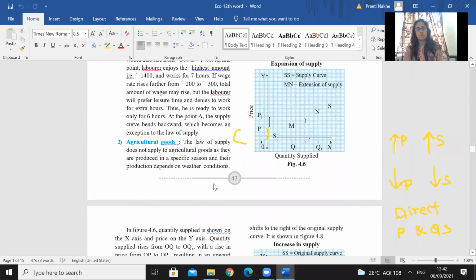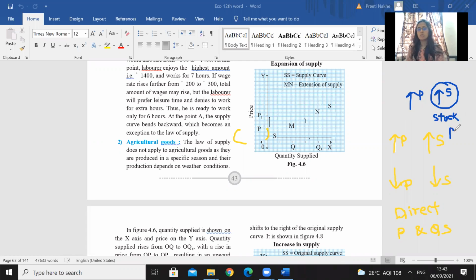See agriculture goods. We all know agriculture goods totally depend upon the monsoon, so supply totally depends upon the monsoon. Normally, higher the price, higher the supply. But in case of agriculture goods, even though you are getting a higher price, supply is not there. Why? Because stock is not there.